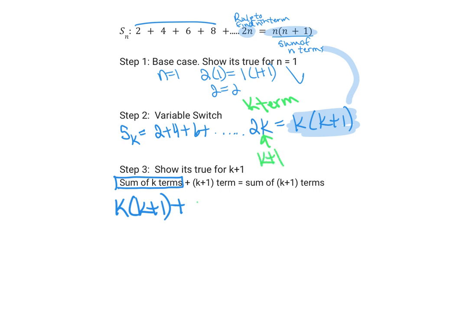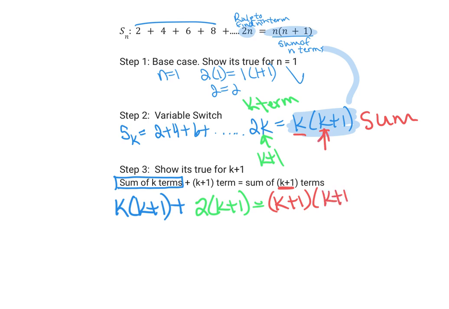So I would have 2 times k plus 1 equals the sum of the k plus 1 term, which means this side is the sum. So on this one, when I'm doing k plus 1, anywhere I see a k, I need to put in k plus 1. So I'm going to have k plus 1. And then instead of this k right here, I'm going to put k plus 1. And then this plus 1 here is still there, so we can't forget about that.